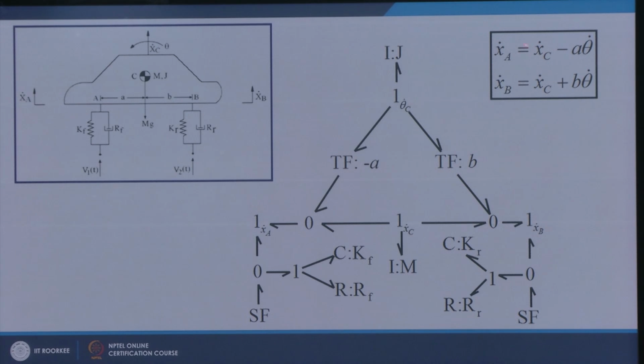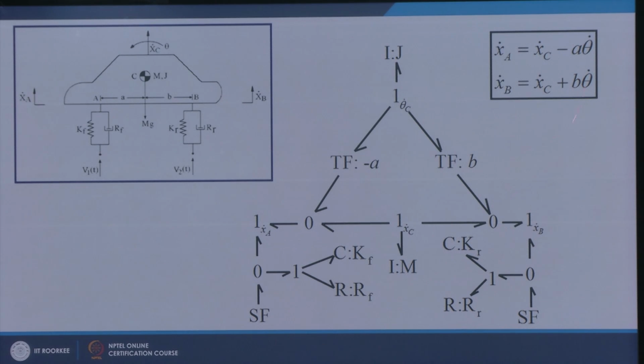Okay. Now, I can see that here the X motion at A will be this vertical motion minus this motion. So, XC dot minus A theta dot. Similarly, B will be this vertical motion, and because of theta the velocity at B is going to be up again. So, this is XC dot plus B theta dot.